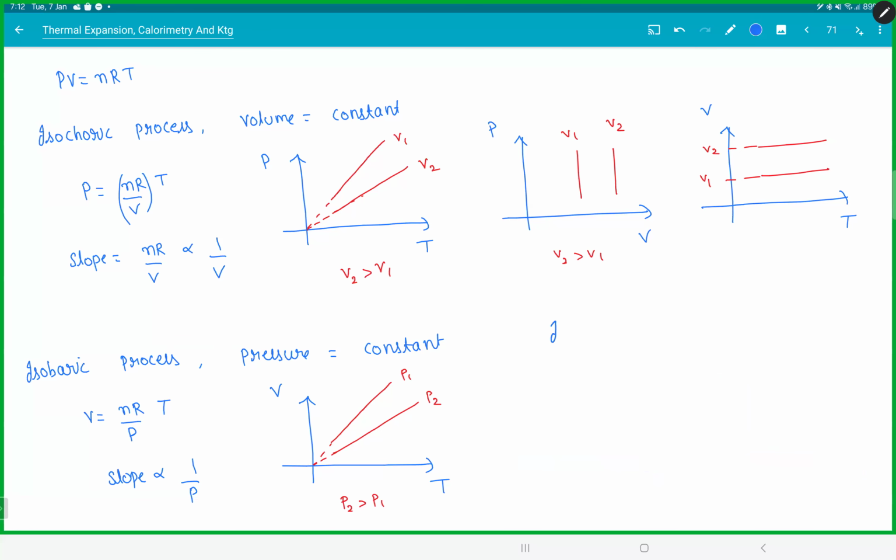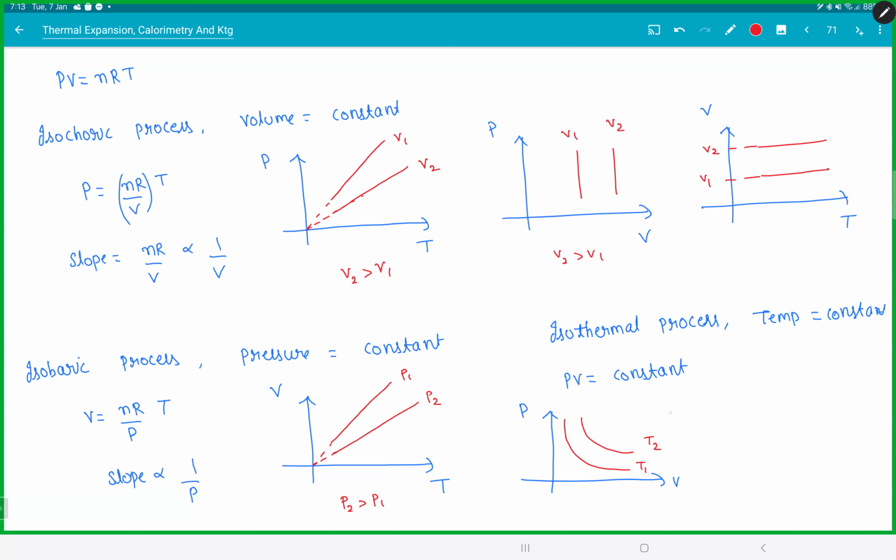How does isothermal process look like? Isothermal process, temperature is constant. So we get PV is equal to constant. This is a rectangular hyperbola. Look at this thing. PV constant. If V is 0, P is infinity. If P is 0, V is infinity. So we get graphs like this. This is T1, this is T2. These are called isotherms. So any point on that curve will have same temperature.